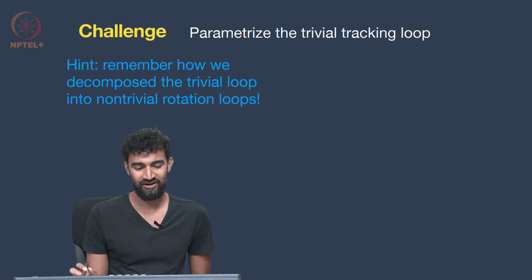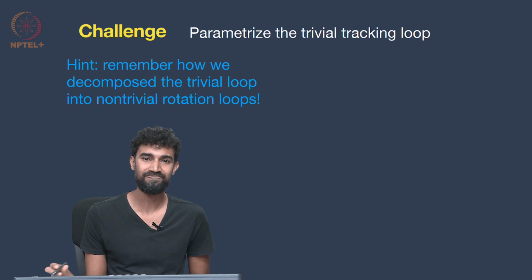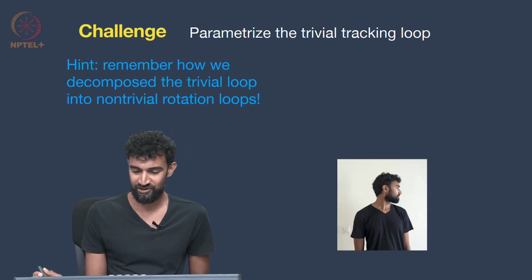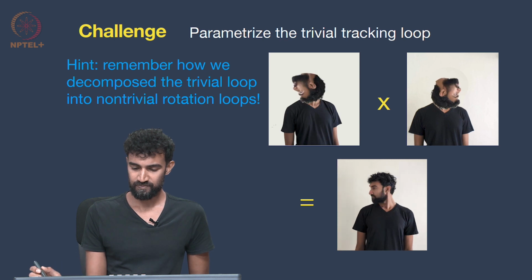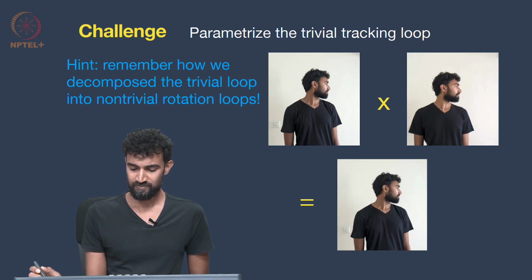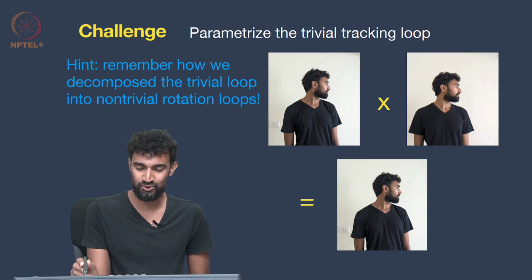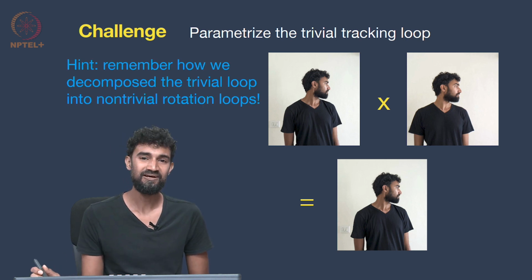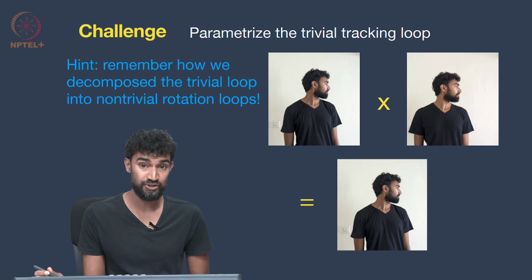As a hint, remember how we decomposed the trivial loop into non-trivial rotation loops. In particular, we had this decomposition of the trivial loop into two non-trivial rotation loops. So see if you can use this decomposition to write down a parameterization of the trivial tracking loop.